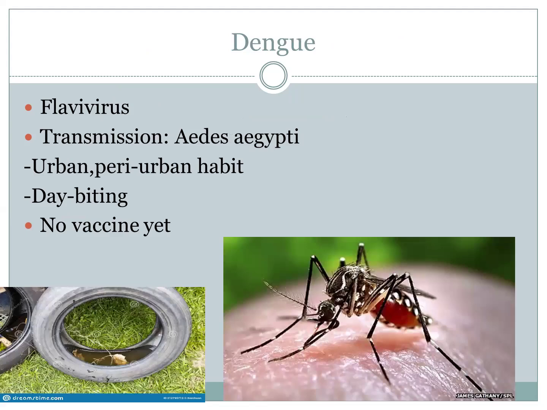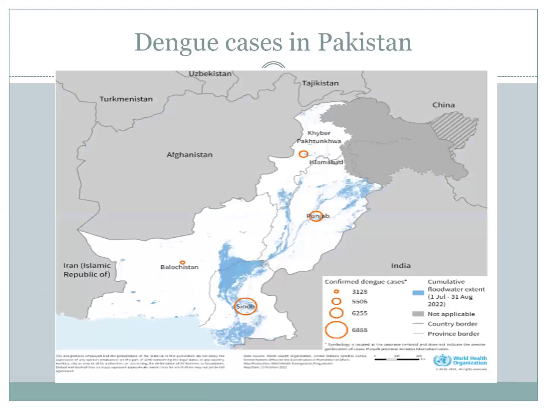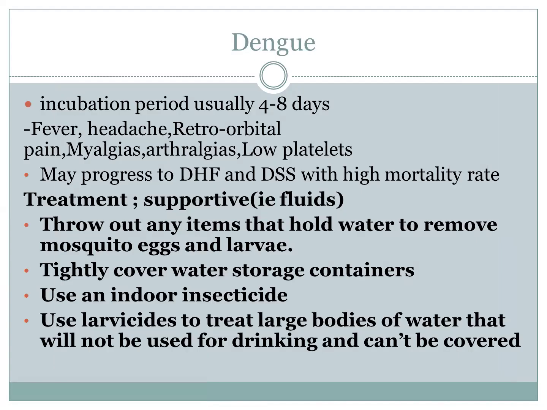Then dengue. Dengue is caused by a flavivirus. It is transmitted by Aedes aegypti, which inhabits urban and peri-urban areas. It is day biting, and there is no vaccine for dengue yet. So this is the picture of dengue cases in Pakistan. It is common in a lot of regions, especially after floods and rains.